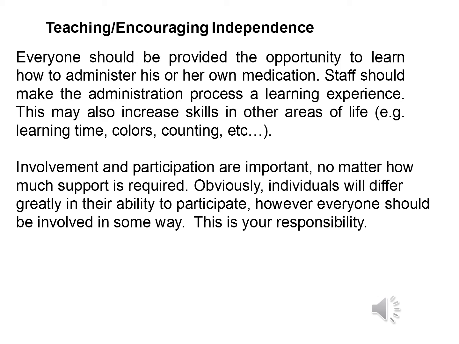Obviously, individuals will differ greatly in their ability to participate. However, everyone should be involved in some way. This is your responsibility.